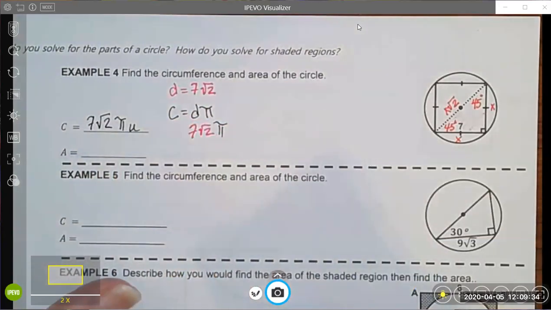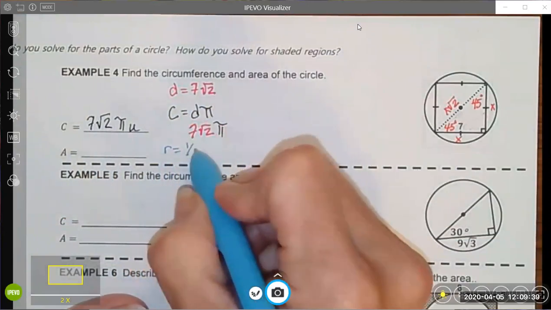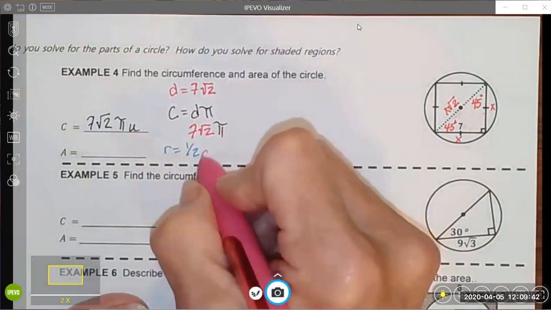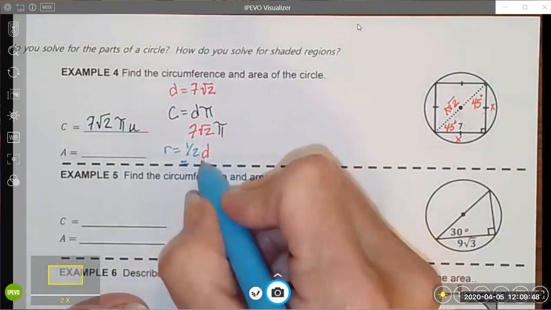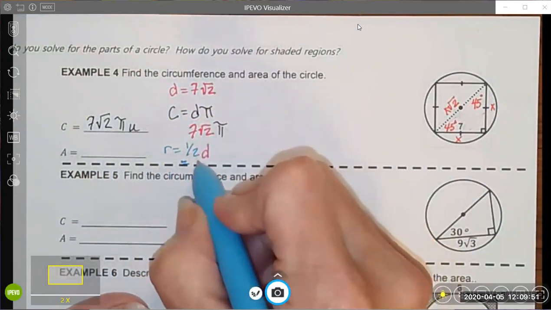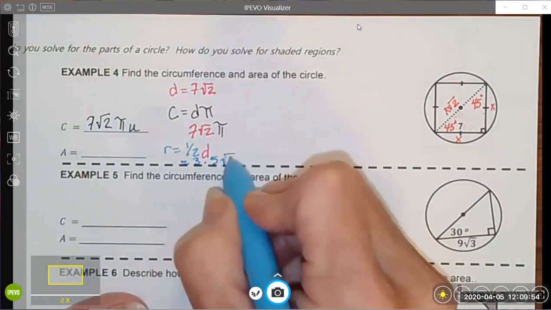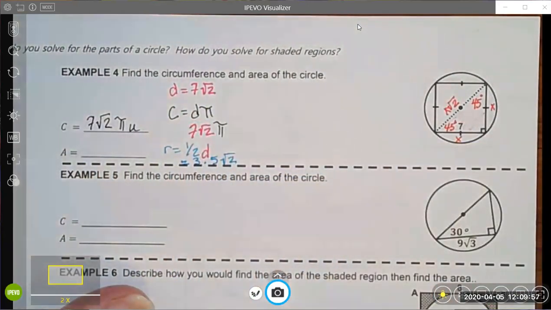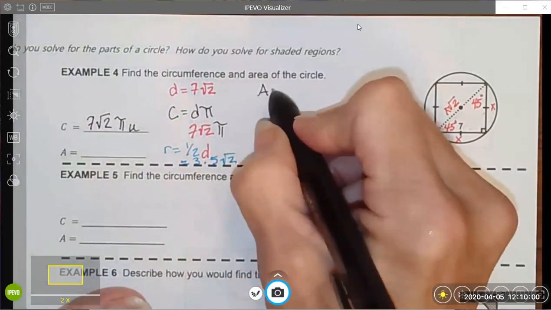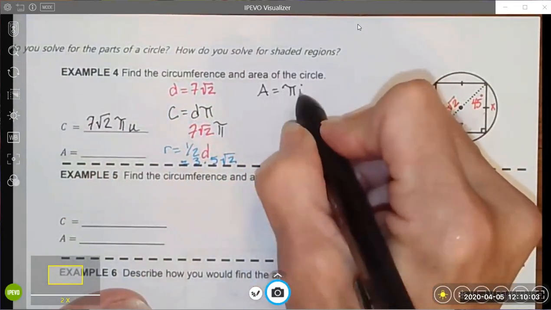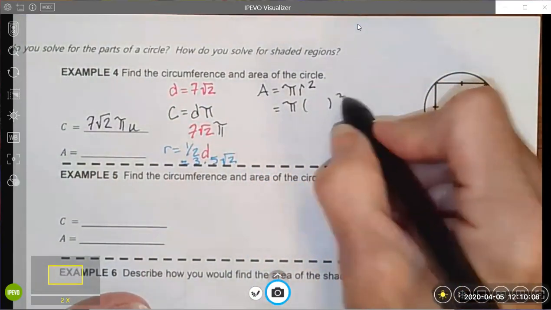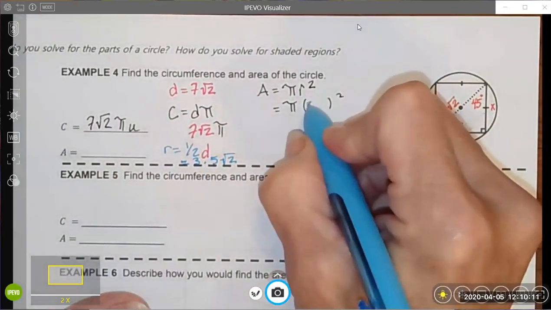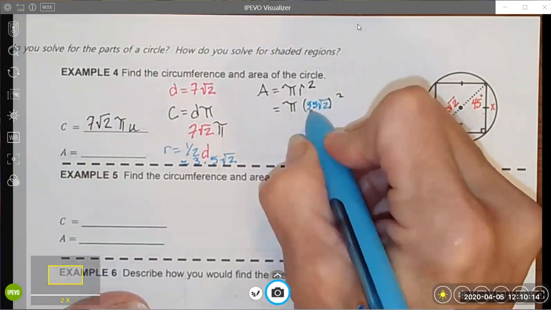Finding our area is a little bit more complicated. I remember that radius is equal to 1/2 of my diameter, or in this case, my radius is going to be equal to 1/2 of 7 square root 2, or 3.5 square root 2. To find the area, I'm going to use my area formula, pi times the radius squared. I'm going to substitute in the value of radius, which we said was 3.5 square root 2. I'm going to put that decimal there.